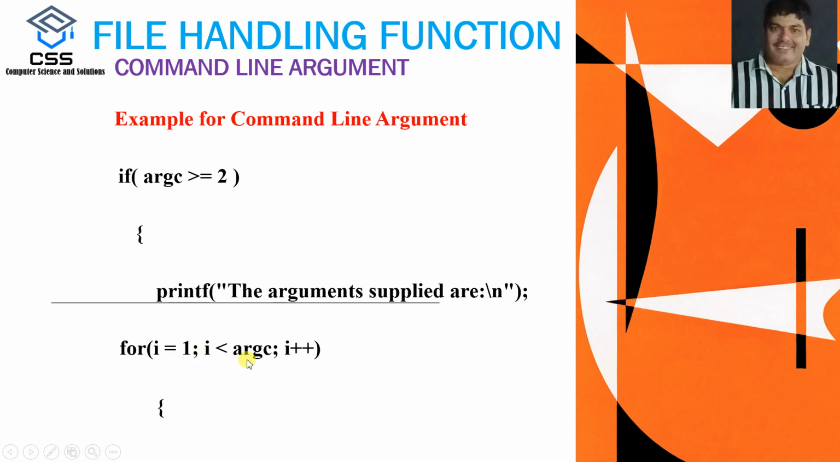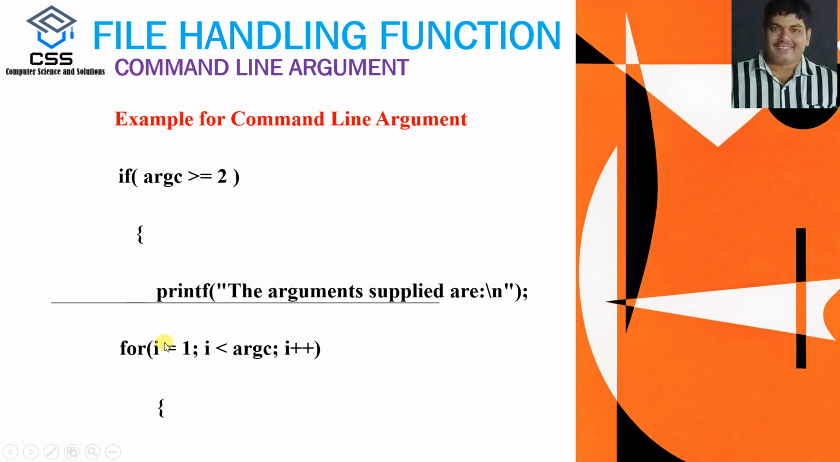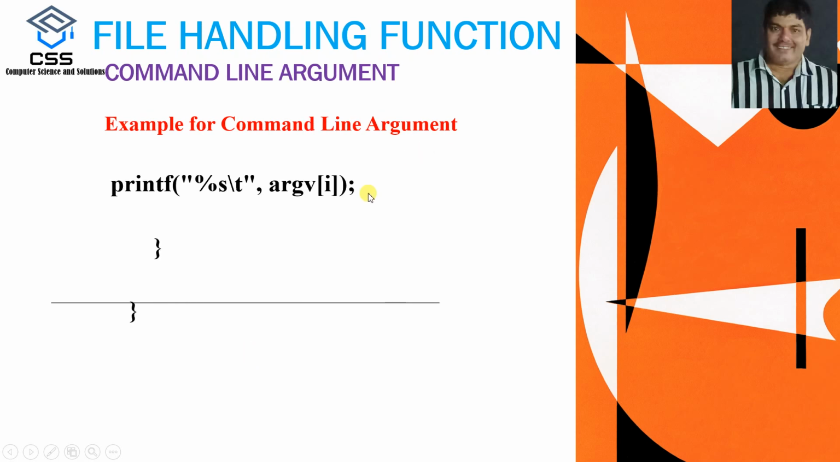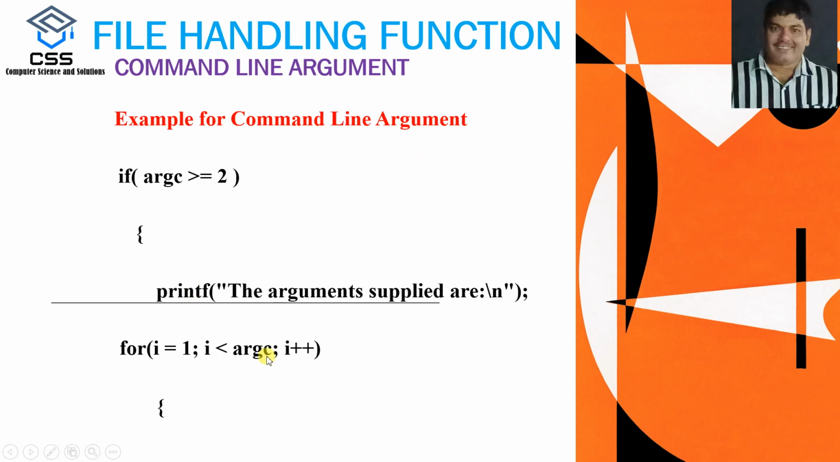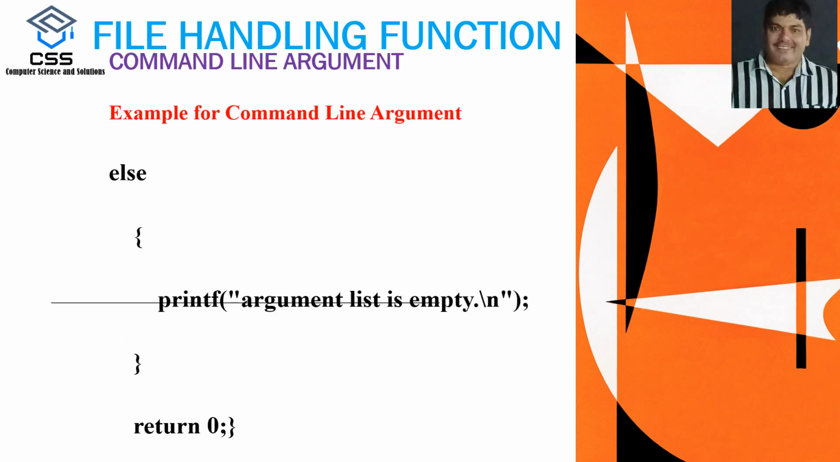I's value is 1, 1 is less than 2, yes. So argv[i], the first argument, will display. Again i is incremented by 1, 1 is less than 2, yes. The second argument will display. When it reaches 2, 2 is less than 2 is false, it comes out of the for loop. Means whatever arguments you pass, those values will be displayed accordingly.